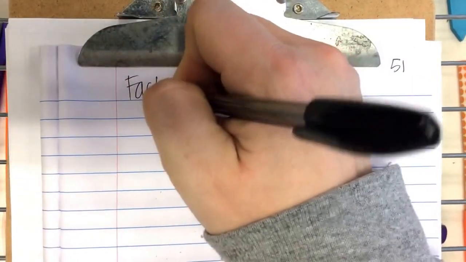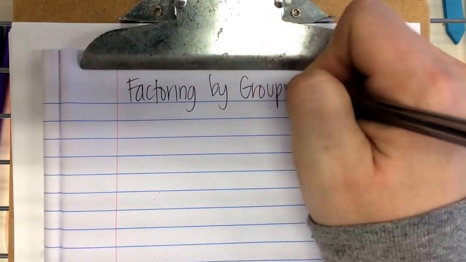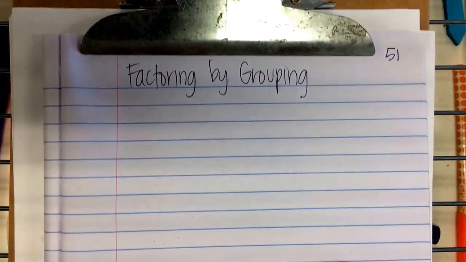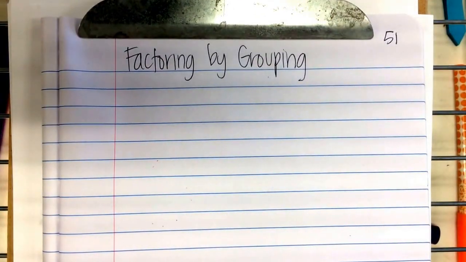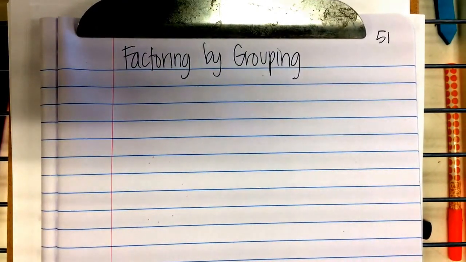Factoring by grouping. Ladies and gentlemen, factoring by grouping is pretty basic, meaning it does not hide from you. It's right in front of you when you factor. And I'm going to show you what that looks like.